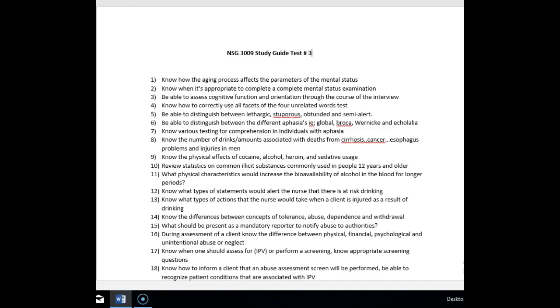So that would alert you that if they're having more than 7 drinks in a week's period of time, and or 3 or more drinks at a sitting, they may be at risk or may be alcoholic.